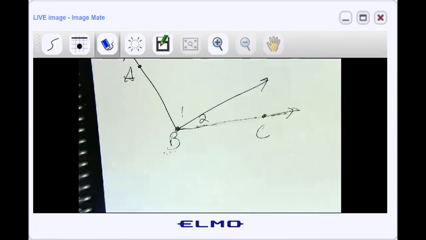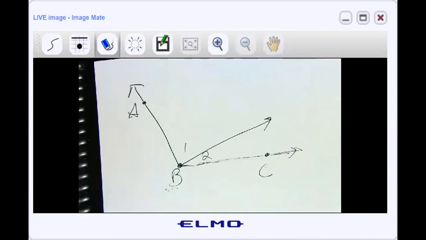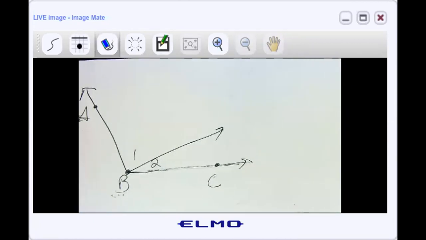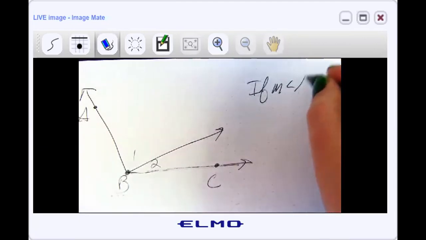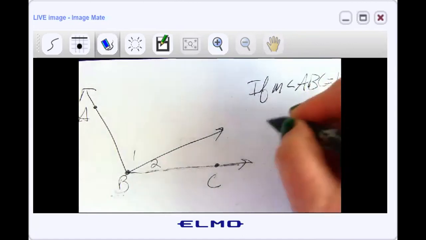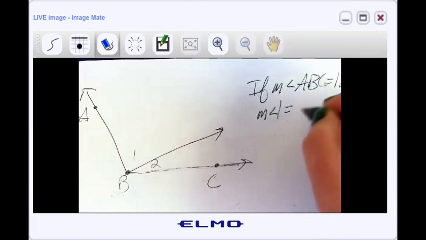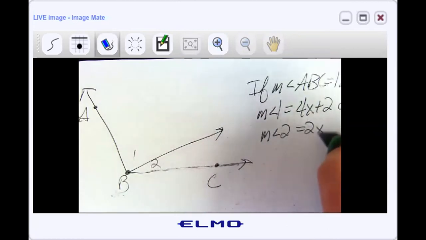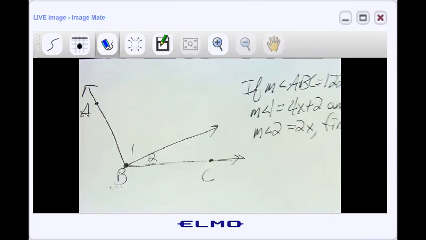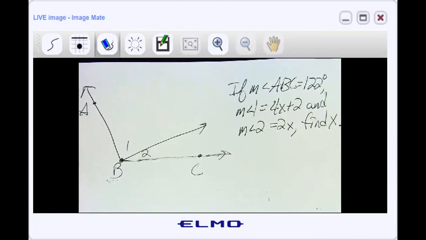Okay, great. So, here's the scenario. This time, we are going to say if the measure of angle ABC equals 122 degrees, the measure of angle 1 equals 4x plus 2, and the measure of angle 2 equals 2x. Find x.